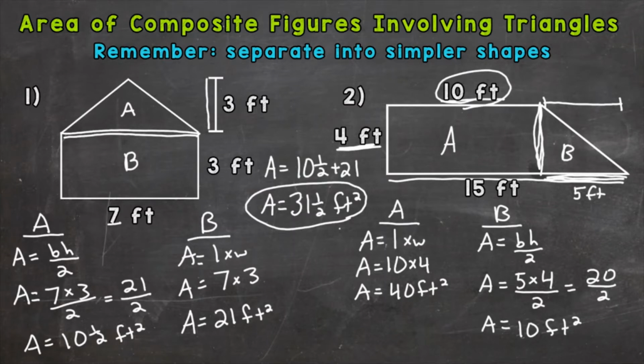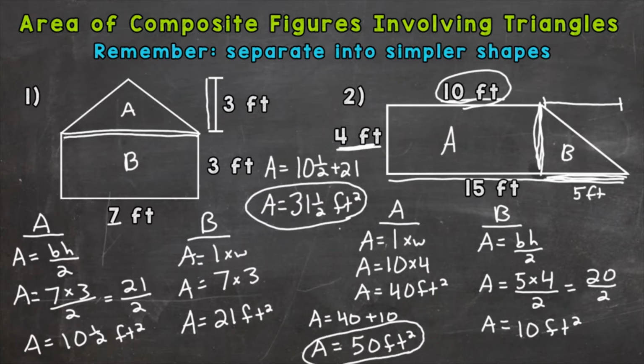So now that we have the area for A and B, add them together for the total area of the composite figure. So I'm running out of room here, so I'll go to the middle bottom of the screen here. So area equals 40 square feet plus 10 square feet, and that's going to give us a total area of 50 square feet. So again, added part A and B together for the total area of that composite figure.